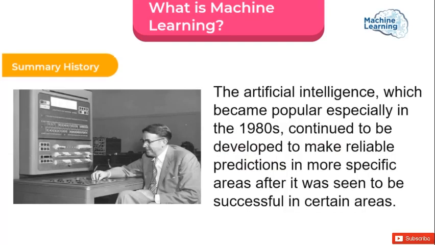Now, artificial intelligence, which became especially popular by the 1980s, continued to be developed to make reliable predictions in more specific areas after it was seen to be successful in certain other areas. So basically, machine learning was developed in the 2000s. This system, which can interact naturally with people as part of cognitive science, has gained the ability to find solutions to complex problems thanks to its ability to predict. Yes, my dear friends, let's get into some of the details now.